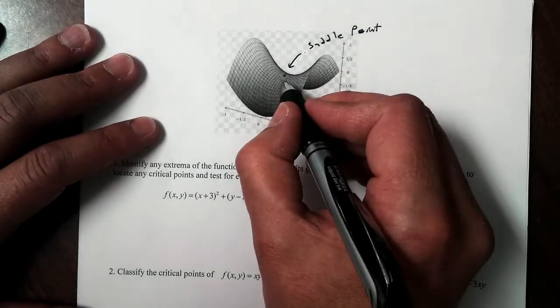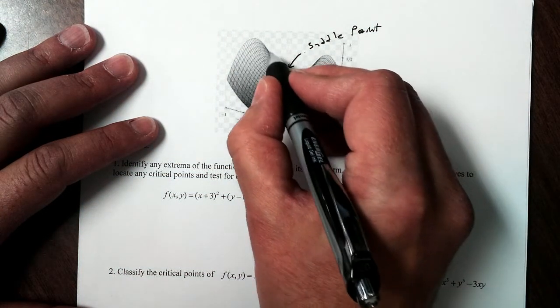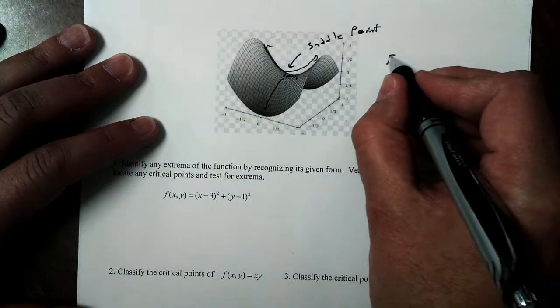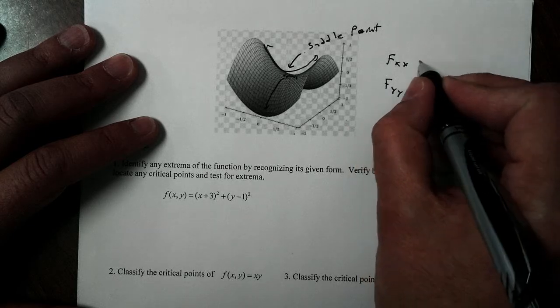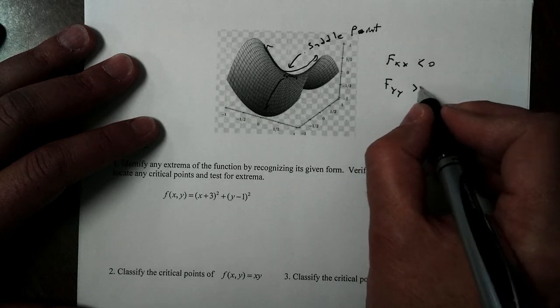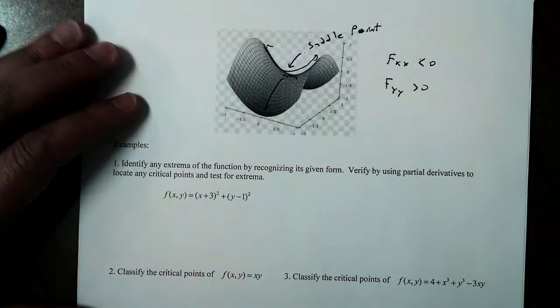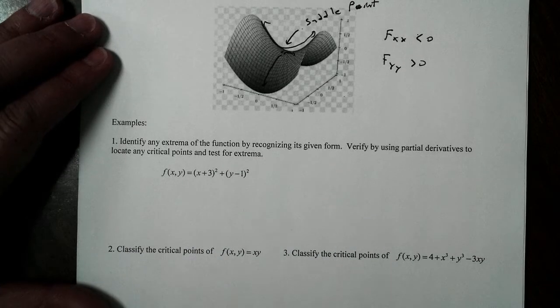But what I want you to notice is in one direction, the function is concave down, but in the other direction, it is concave up. You can see that one of fxx or fyy has to be negative while the other has to be positive. And that's going to generate our saddle point. It's just a quick example of a saddle point.